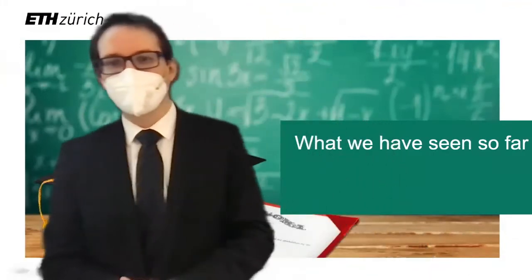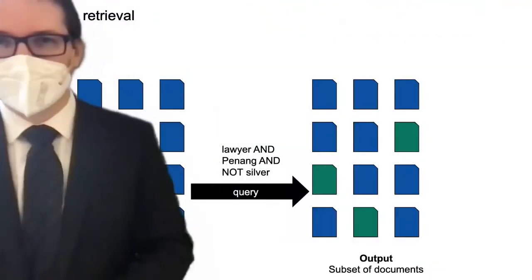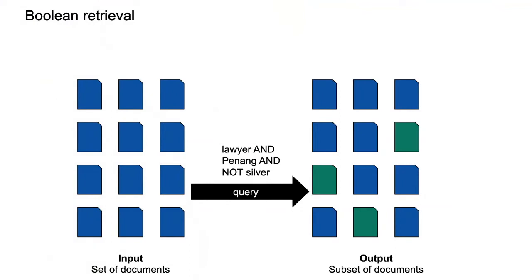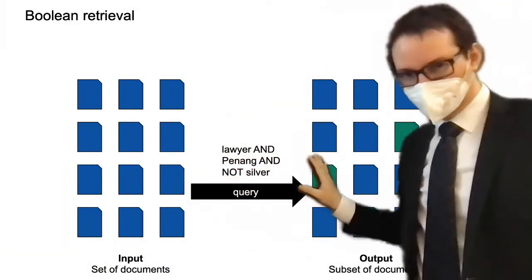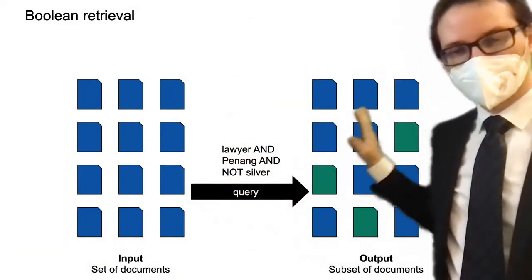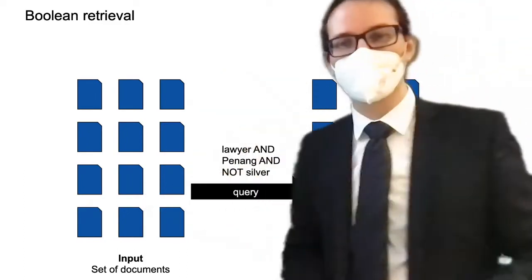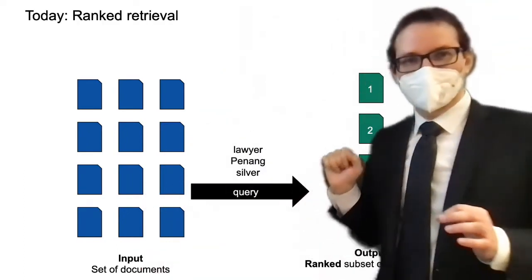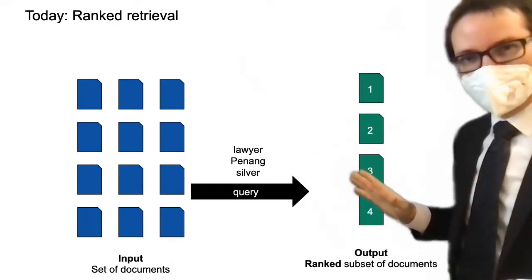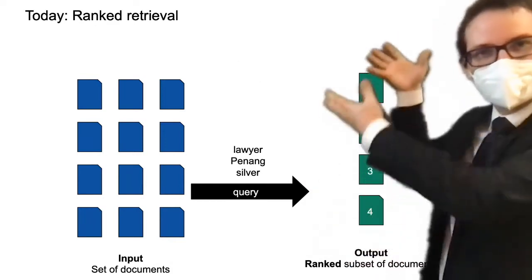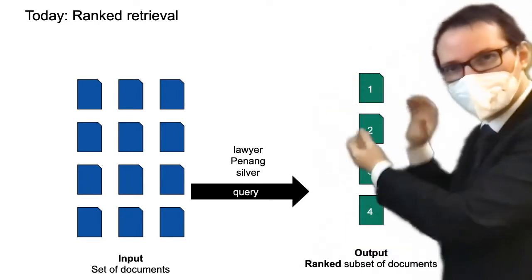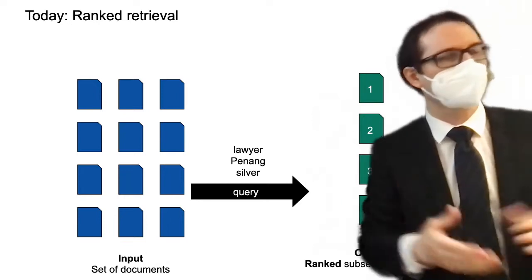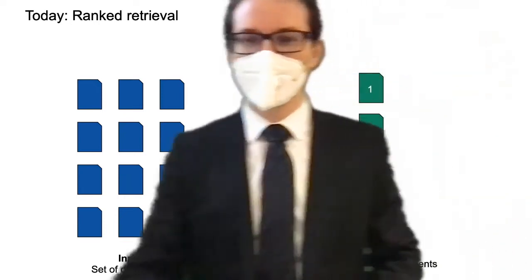Okay, so what have we seen so far? We've seen that in Boolean retrieval, we have a query with and, or, not and so on. And then we extract a subset of the documents from the overall source of documents, right? And in ranked retrieval, what we have seen last time, instead of having a subset, we have a ranked subset. So this is the top output, then the second, the third, and so on. So this is how it feels on a search engine on the web, right?